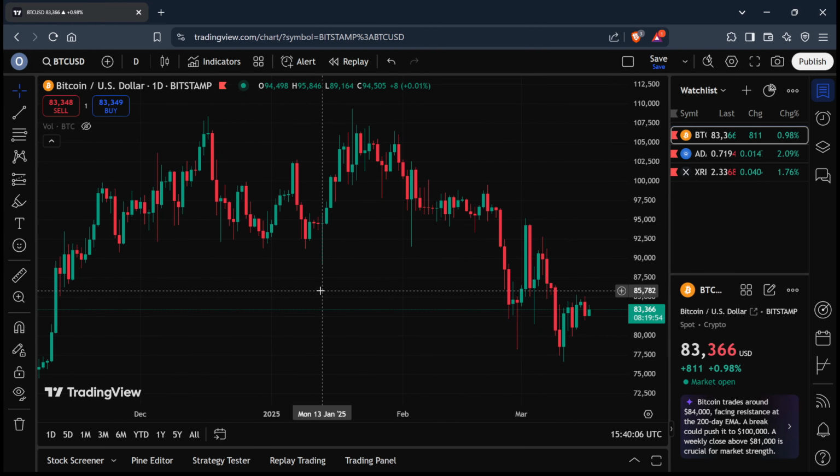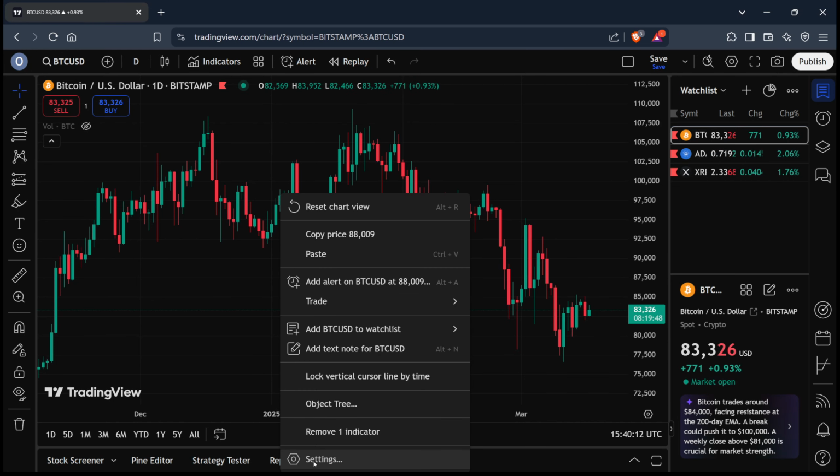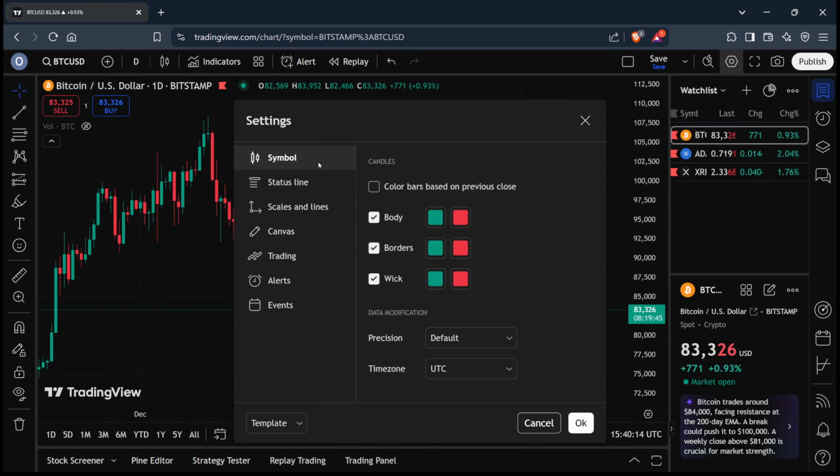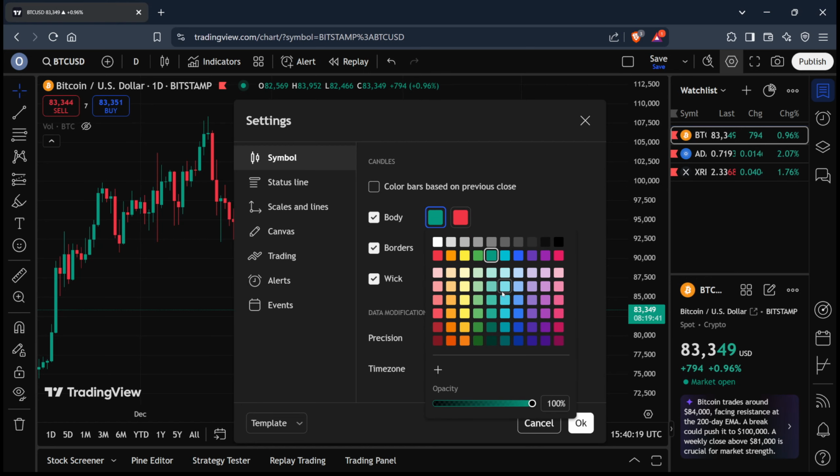You can change the prices of your colors and wicks too. I do this. You don't have to do this. But again, if you right click anywhere in your chart, you go to settings, symbols. This is where you could change the colors. So typically what I do is I use a color like this. Is it this one that I use, or is it this one? I can't remember. I've had it the same on my chart for so long.